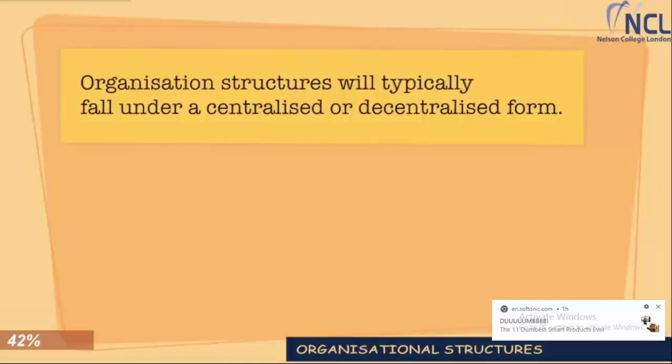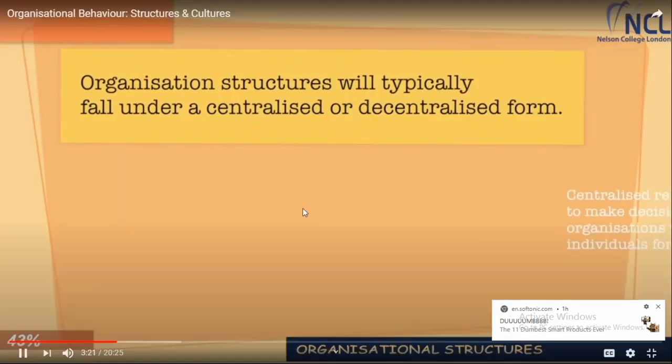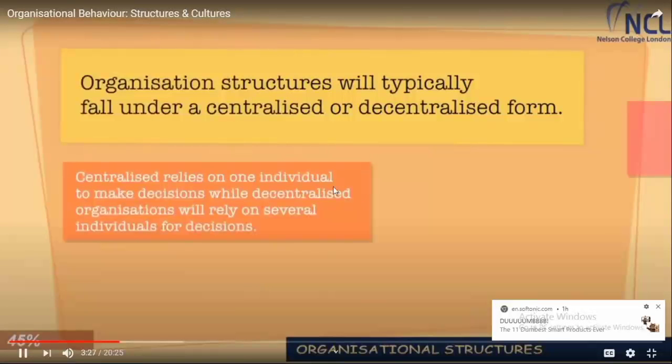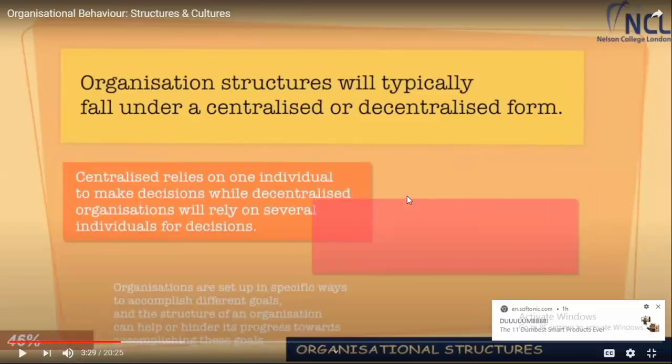Organizational structures will typically fall under a centralized or decentralized form. Centralized relies on one individual to make decisions, while decentralized organizations will rely on several individuals. So this is explaining more of the chain of command here. So you could have a central chain of command or decentralized chain of command. This is not a type of organizational structure, but this is based on the chain of command. So centralized relies on one head to pass information, and we have decentralized, where you have multiple commands here.